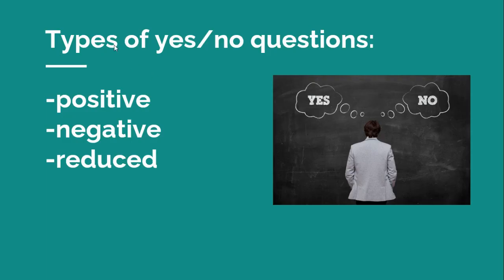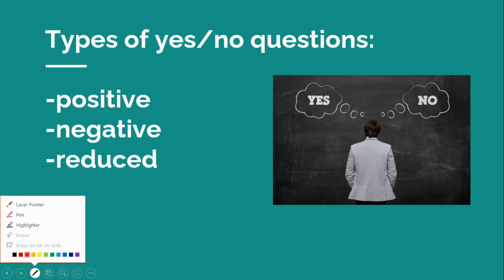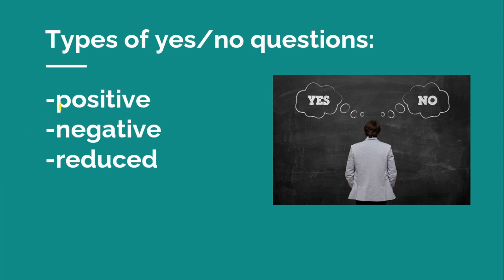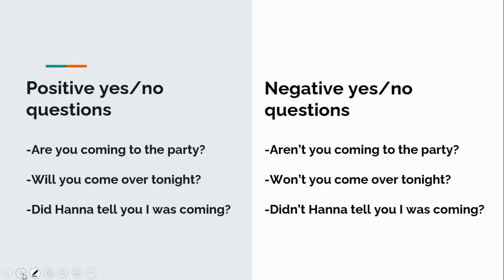We have three main types of yes-no questions. We have a positive yes-no question, a negative yes-no question, and a reduced yes-no question. Today we're going to focus on positive yes-no questions and negative yes-no questions. So first we have here some examples of positive yes-no questions. Positive yes-no questions have no implication of an expectation from the speaker to the respondent.